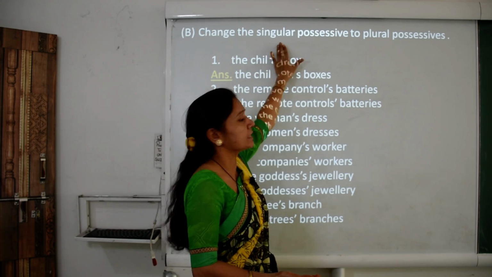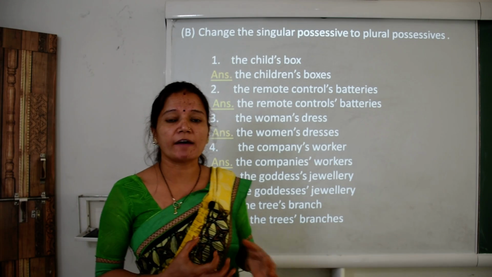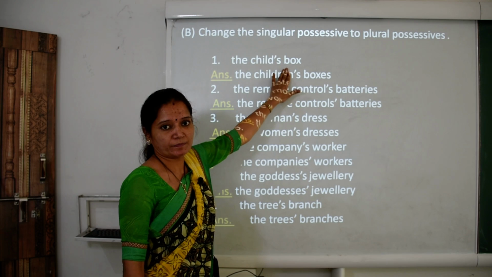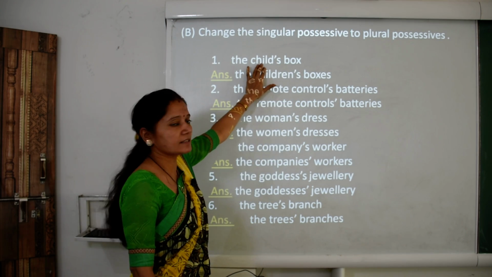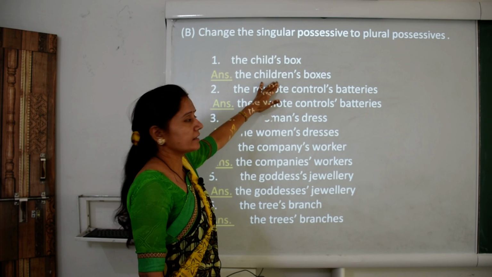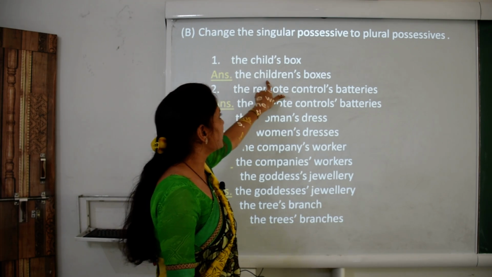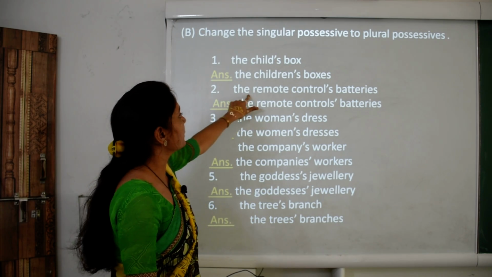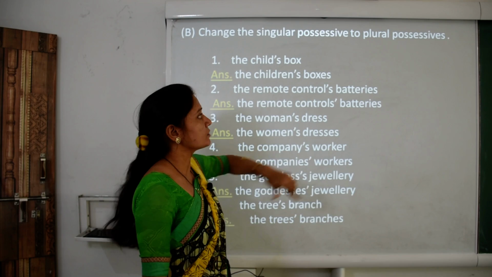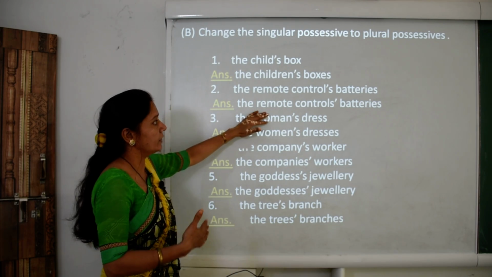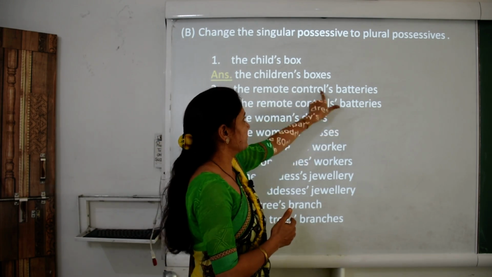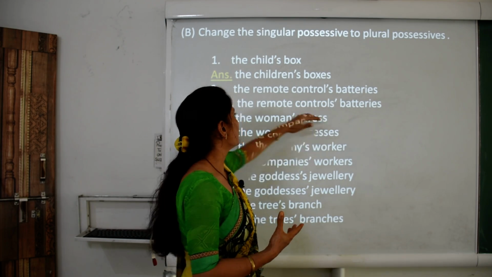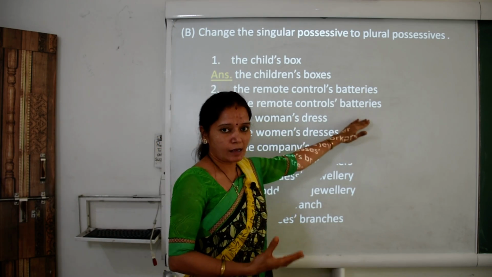Here they have given the singular possessive, and what we have to do is change it into the plural possessive. So the child's box. As I already told you, child is a singular word and its plural is children. So the answer will be the children's boxes. Let's look at the next, the remote control's batteries. What we have to do is change it into the plural. Control is a singular word. When we change it into the plural, the phrase will be the remote controls' batteries.